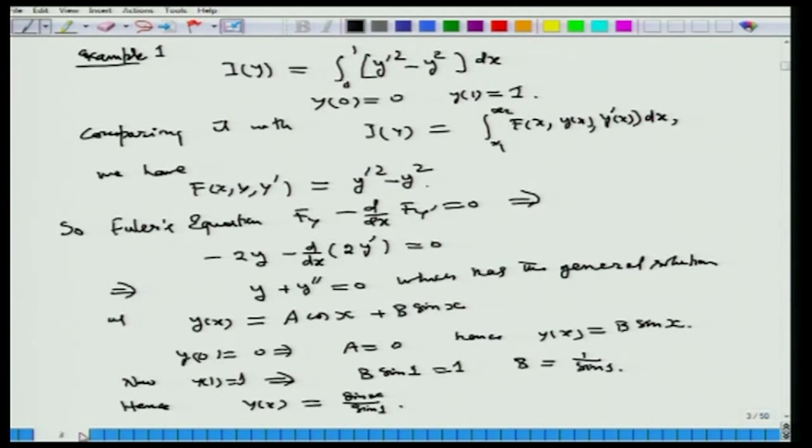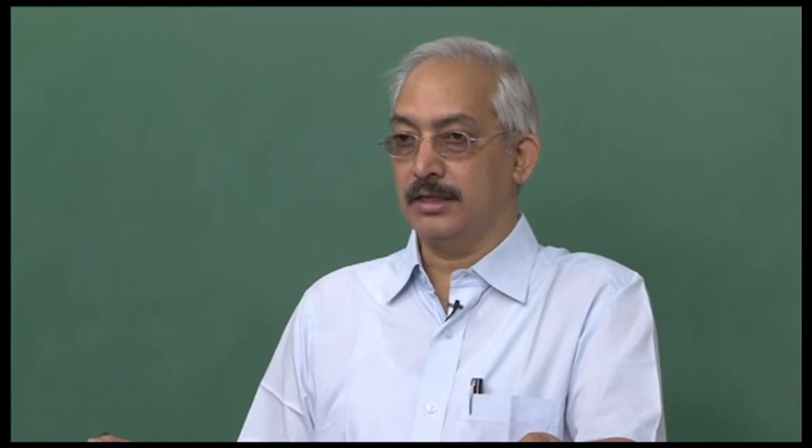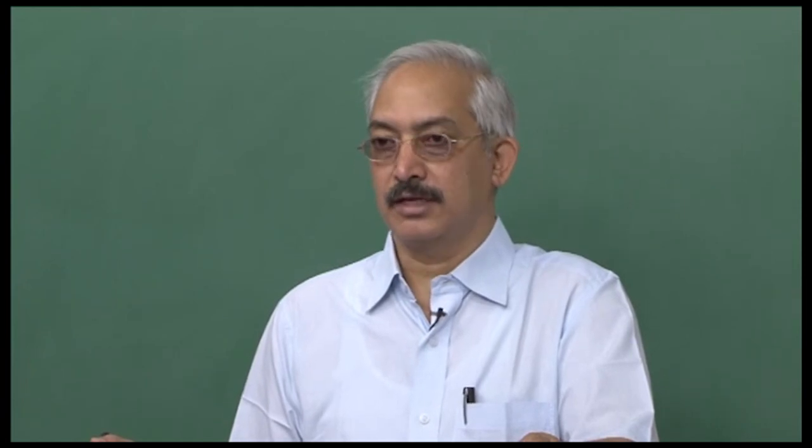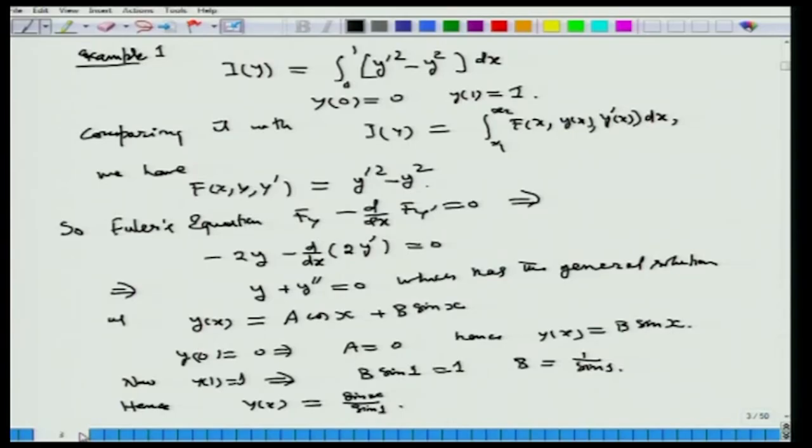This is a second order differential equation, and so the admissible functions are assumed to be twice continuously differentiable. So y(x) is the solution of this differential equation y plus y double prime equal to 0, given by a cos x plus b sin x. The given conditions then imply a equal to 0 and b equal to 1 over sin 1. And so, we get as extremal y(x) equal to sin x by sin 1.